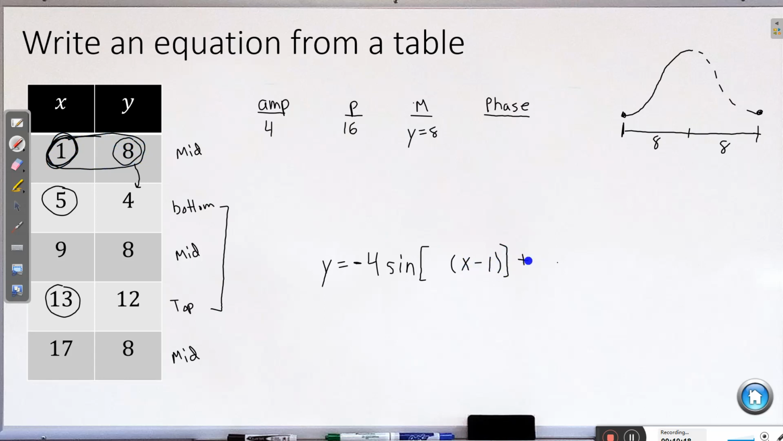And the middle is plus 8. So hopefully you can see most of that is easy. The one thing we have to do some work for is the period. So remember, our period equation is period is equal to 2 pi over b. So my period in this case is 16.